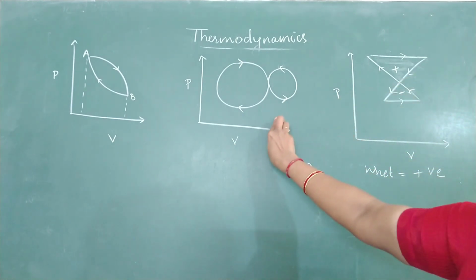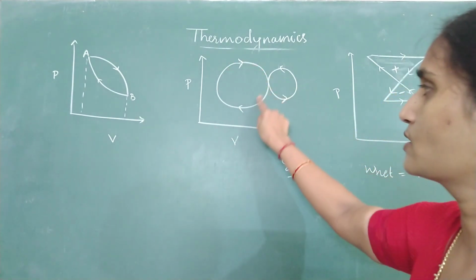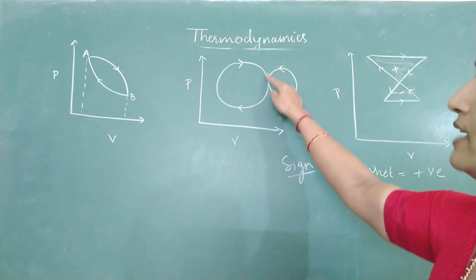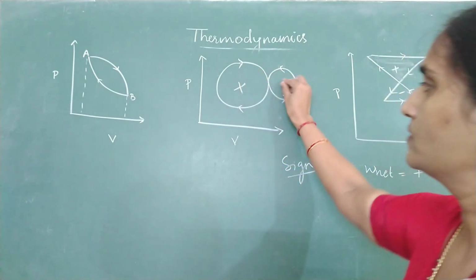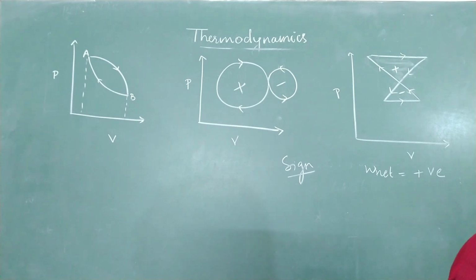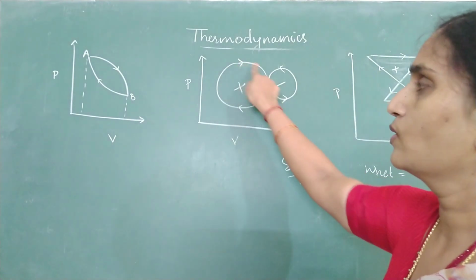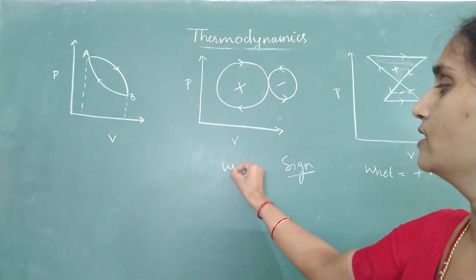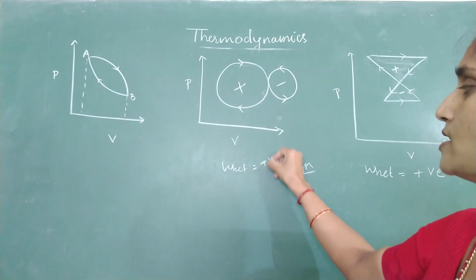Same rule you can apply even for 2 circles. This is clockwise, whereas this is anti-clockwise. Positive, negative. Which area is greater in magnitude? The positive area enclosed is more in magnitude. So the net work done here also is positive.